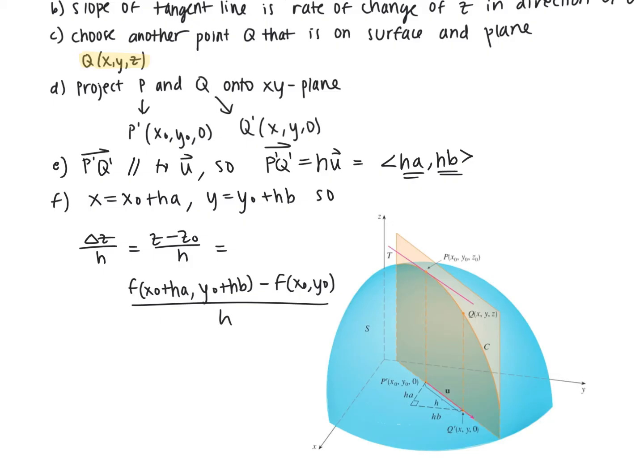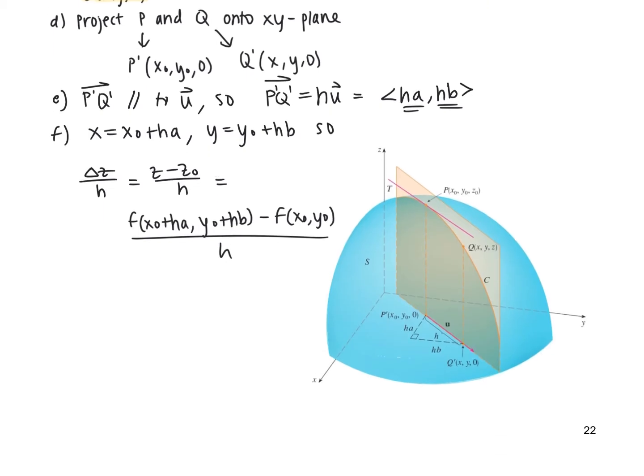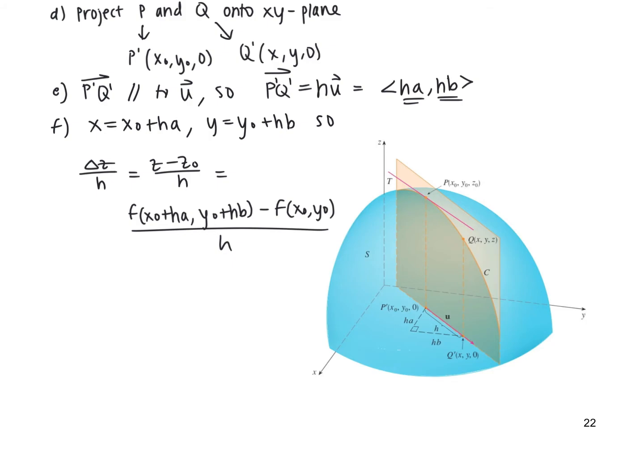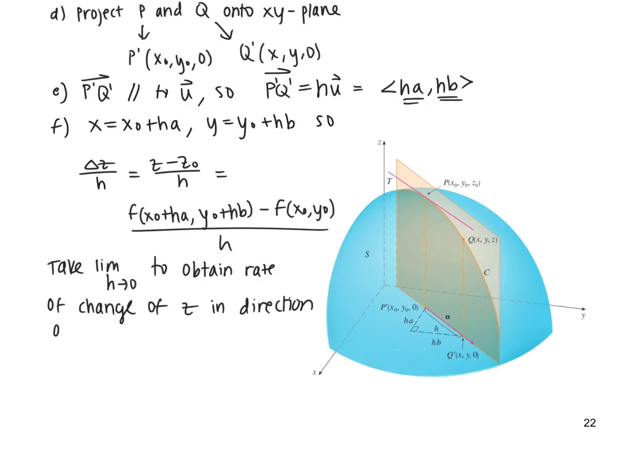And that should look pretty familiar. You've seen something like that before. It should remind you of a derivative. So finally, if we take the limit as h approaches 0, we obtain the rate of change of z in the direction of u. And that will lead us to our formal definition on the next page.